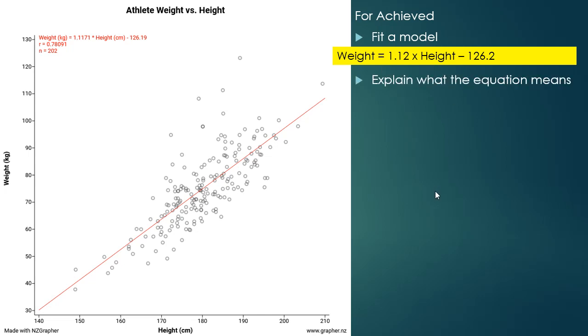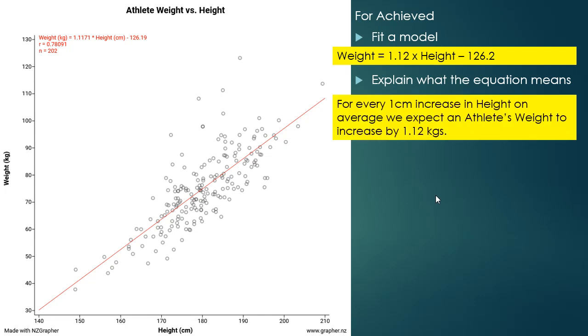We then need to explain what that equation means in words. So for every 1 centimetre increase in height, on average we're expecting an athlete's weight to increase by 1.12 kilos. So it's really important we use the correct units here. So for every 1 unit increase, where the unit is 1 centimetre, how many units do we expect, where units is kilos, the athlete's weight to increase by?